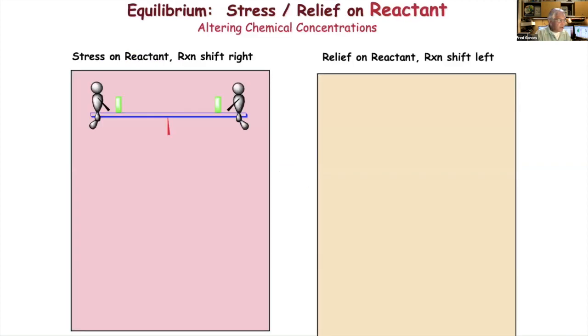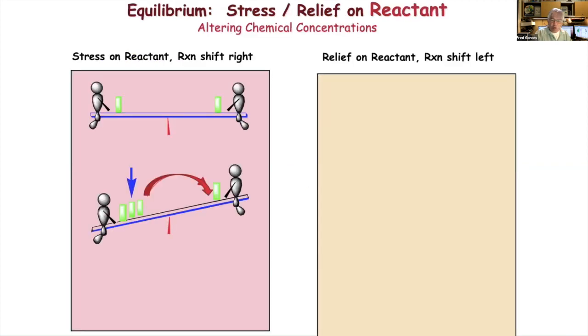Okay, so here it is again. Here we're putting a stress on the reactant side. So maybe you're loading the reaction vessel with more reactant. And so there's a stress there. And so the reaction has to shift to the right. More product has to form in order for equilibrium to be reestablished.